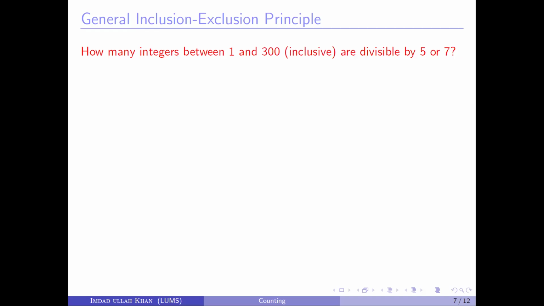How many integers between 1 and 300, both inclusive, are divisible by 5 or 7? So the first attempt could be that you take a small pause and try to figure out how many integers are divisible by 5.